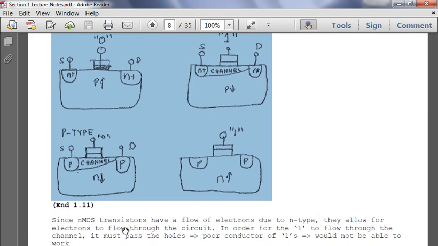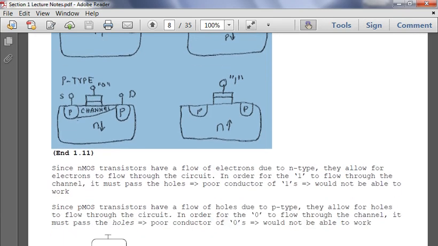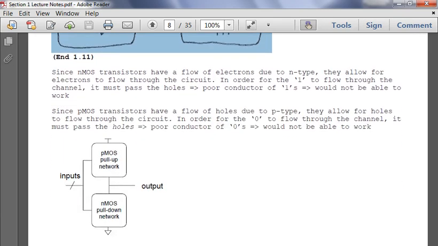Okay, this pretty much just describes everything we just talked about. And this is a small little diagram of what the pull up and pull down networks are. You get your set of inputs. The same inputs go to both the pull up and pull down network. The pull up network has pMOS transistors, the pull down network has nMOS transistors, and then based on that, we'll have one unified output.